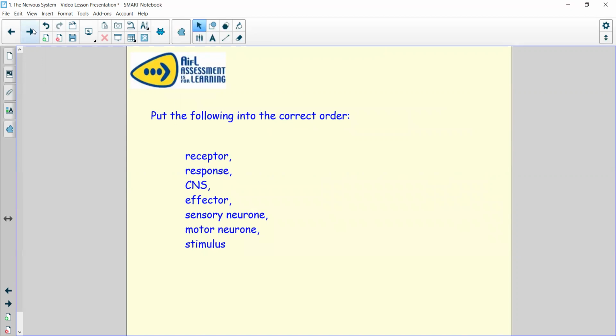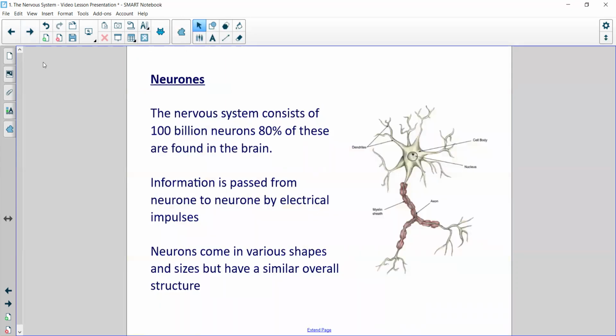Okay, and then the next question is to try and put the following into the correct order. So think about the diagram which we've just seen. Okay, so we're going to take a look at a little more detail on neurons then, and how they actually work.